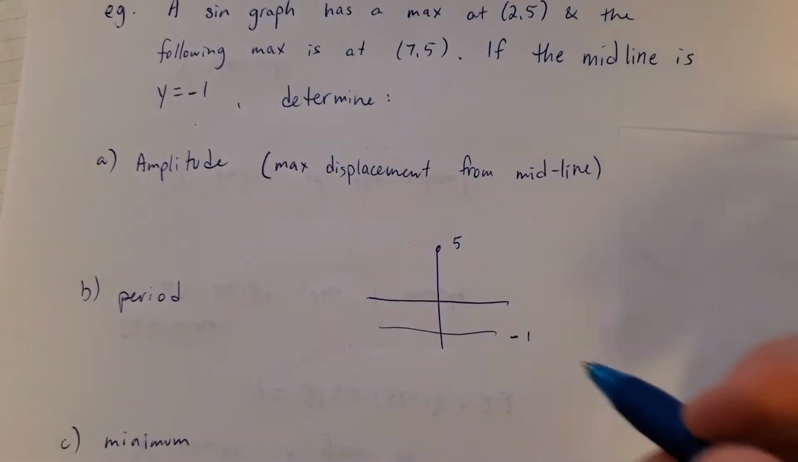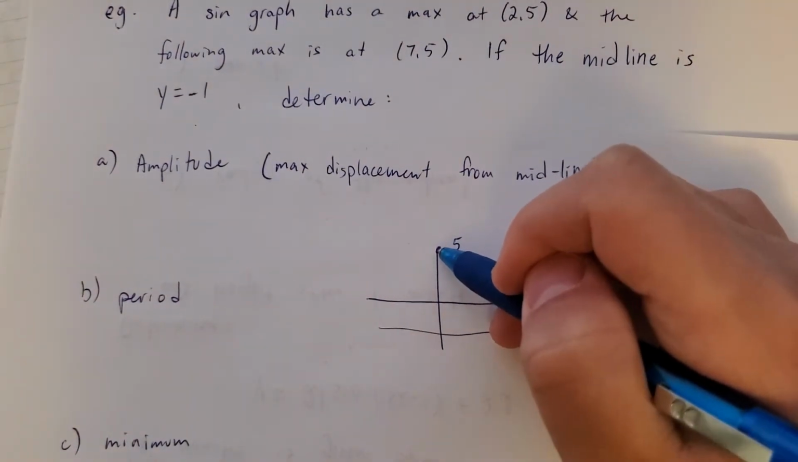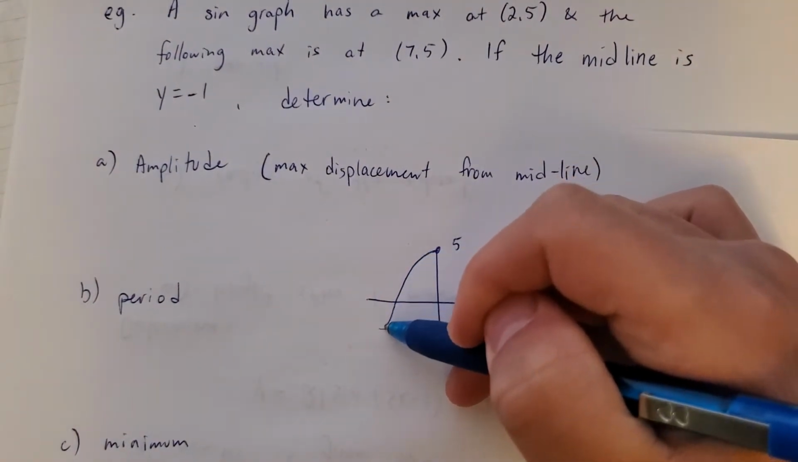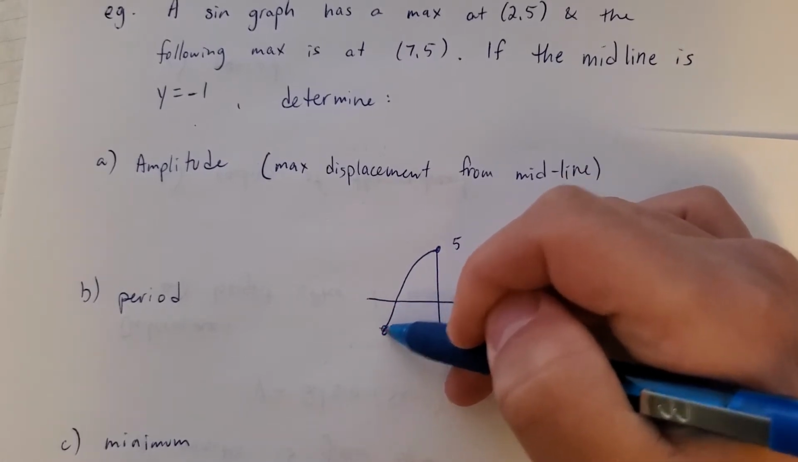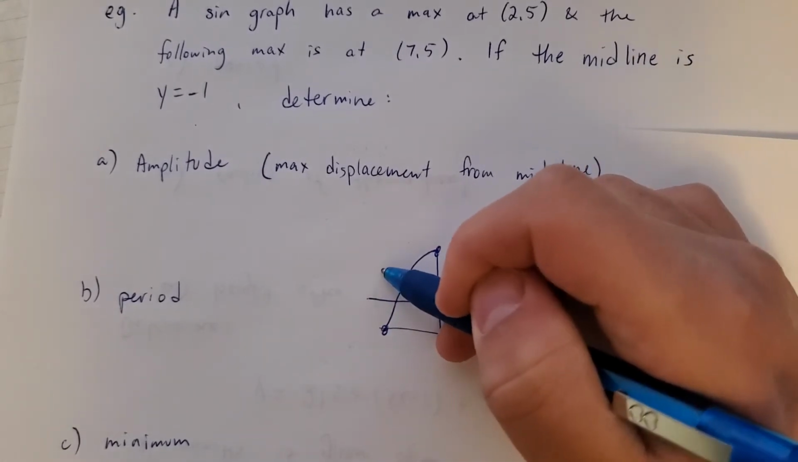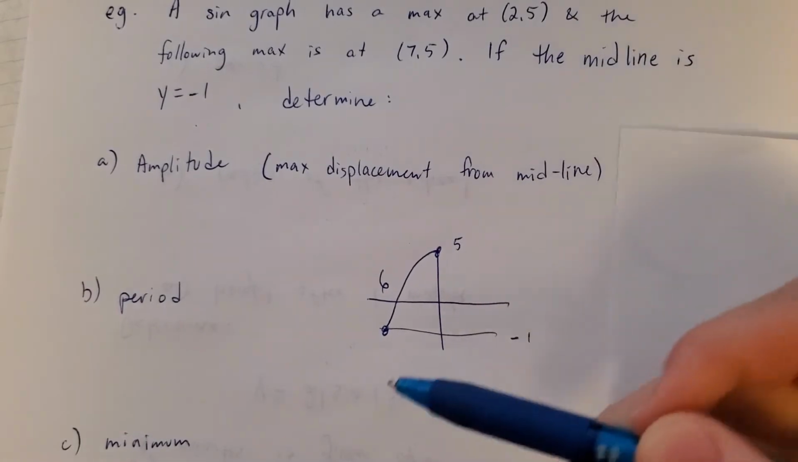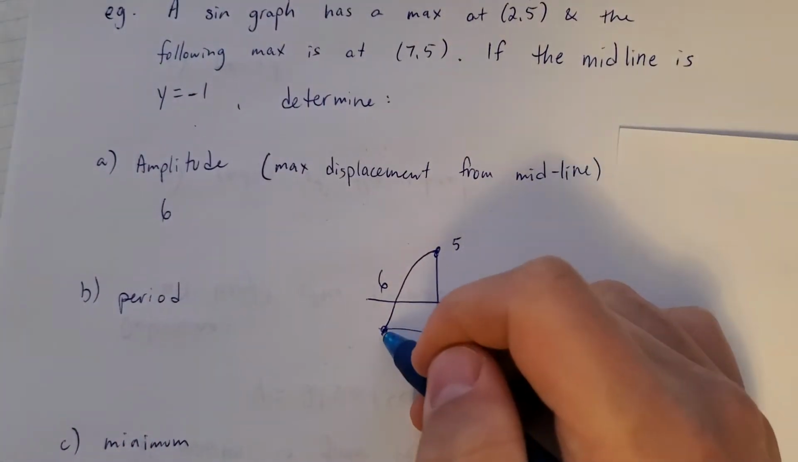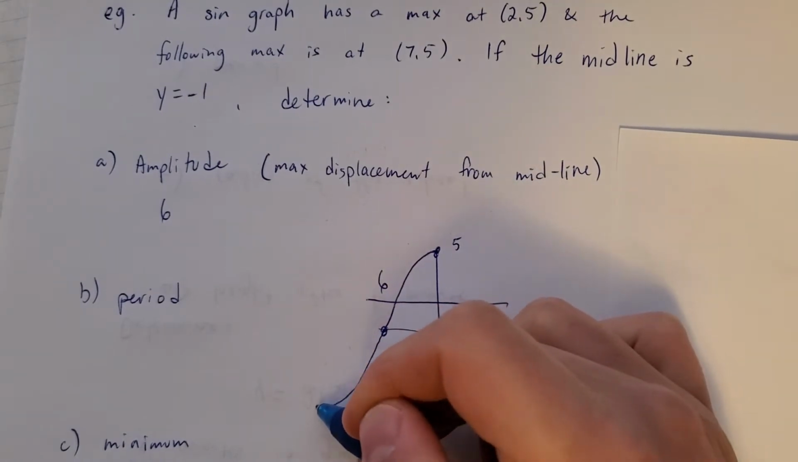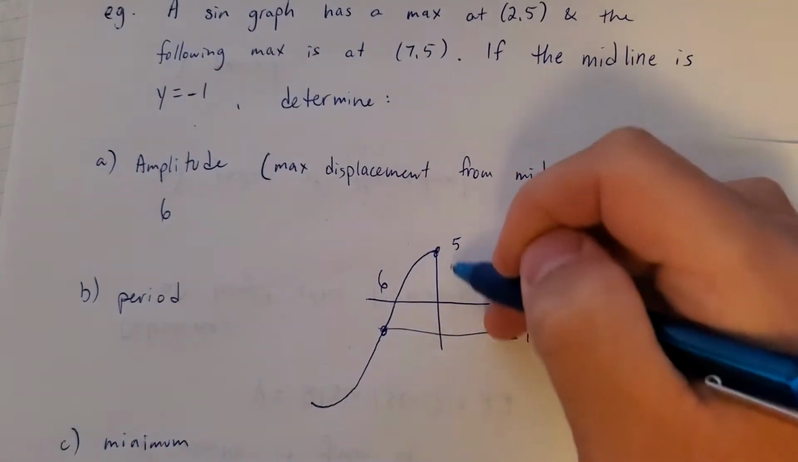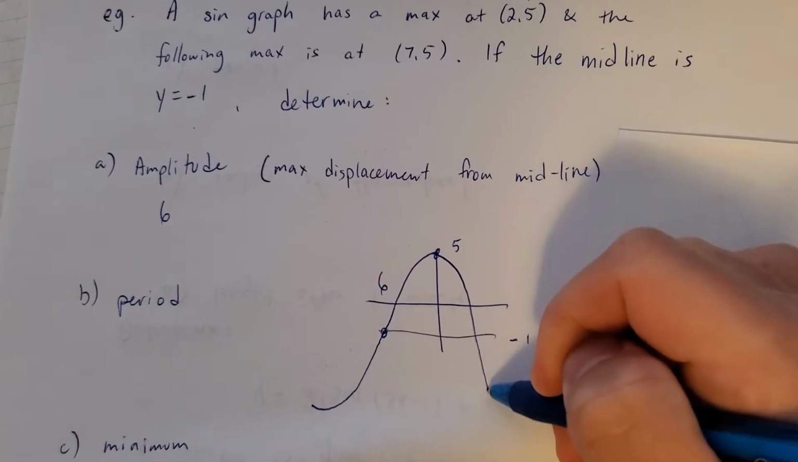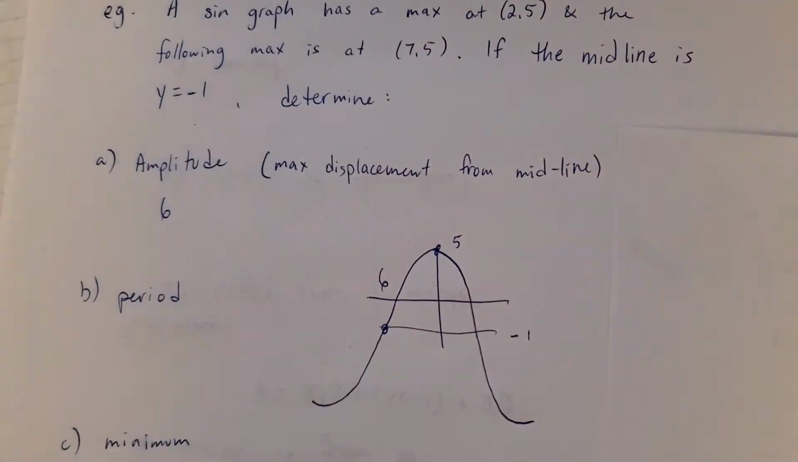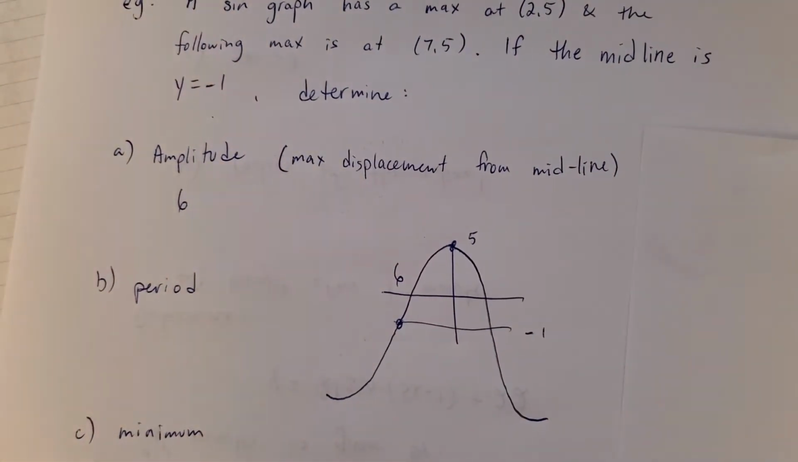Okay, the displacement from the midline to get up to the maximum, here to here, that's 6, right? To get from -1 to 5. So the amplitude's 6. It also means that this graph is going to go 6 down from the midline. So it'll look something like this. Okay, that'll help us answer part C.